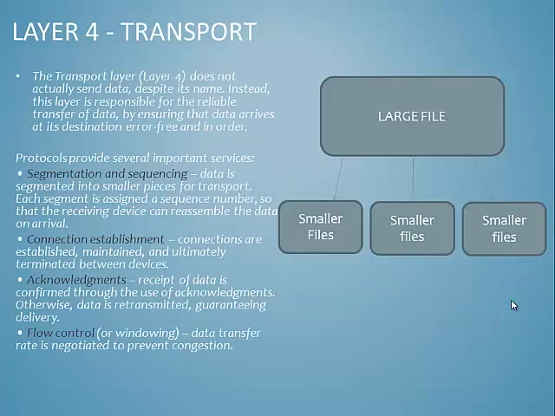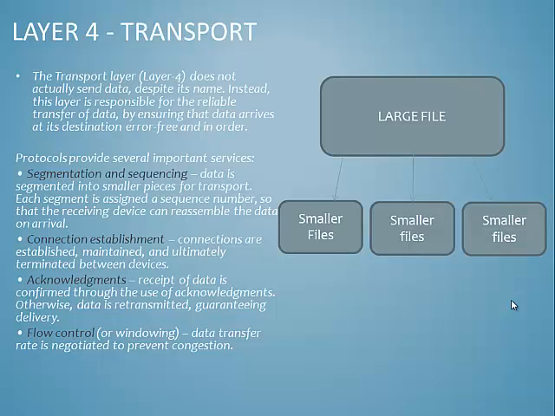Layer 4. Transport. The transport layer does not actually send data, despite its name. Instead, this layer is responsible for the reliable transfer of data, by ensuring that the data arrives at its destination error-free and in order. Protocols provide several important services: segmentation and sequencing. Data is segmented into smaller pieces for transport. Each segment is assigned a sequence number so that the receiving device can reassemble the data on arrival. The image on the right shows how a large file can be segmented into smaller files.